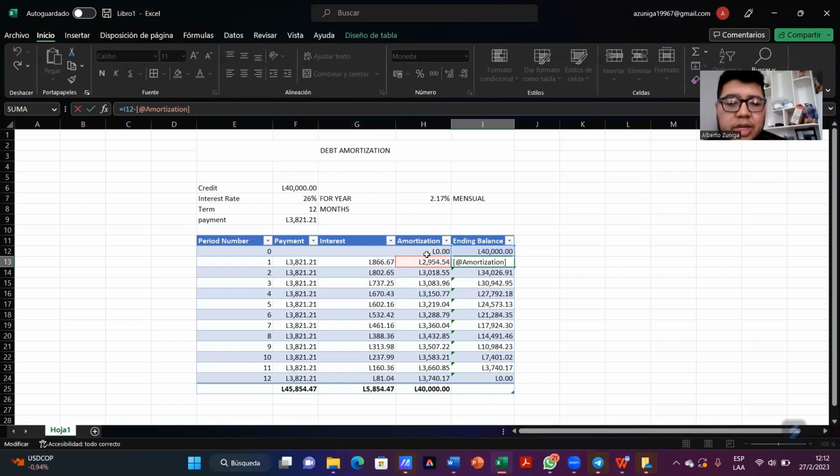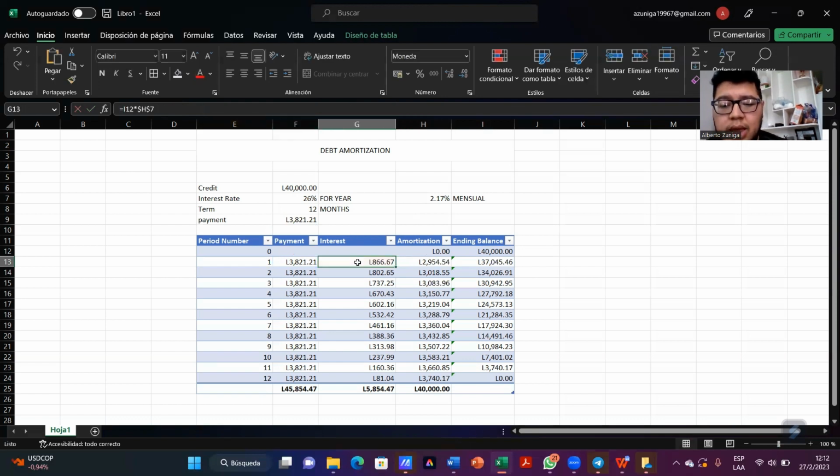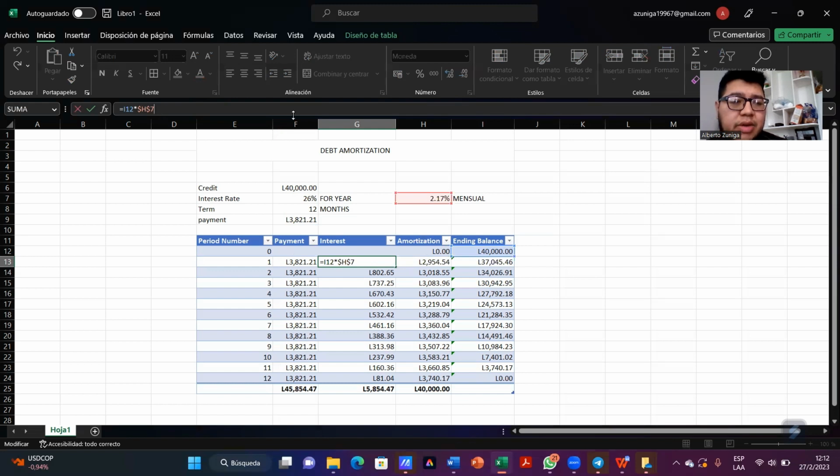Okay, in the amortization is payment minus the interest, and the interest will be the balance owed multiplied by the interest rate, and since this rate is also fixed, we press F4 on the interest rate, and it will be fixed in all the boxes.